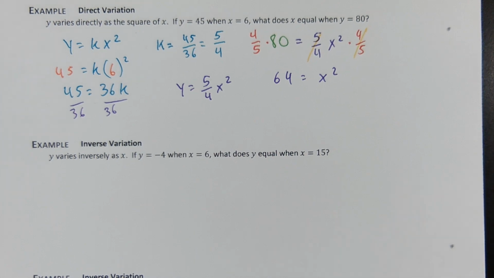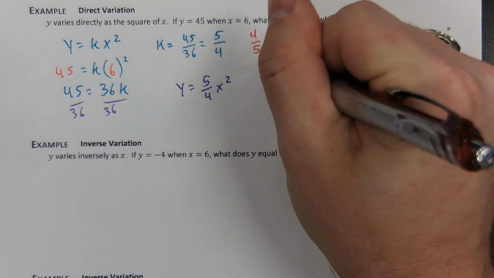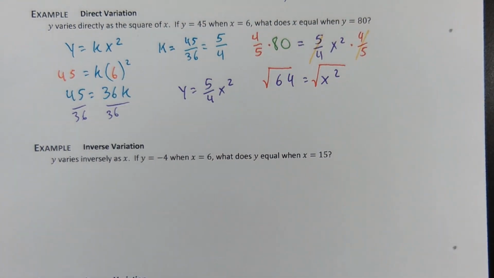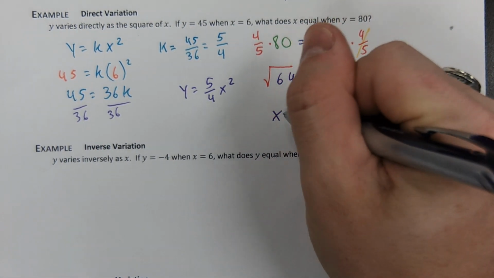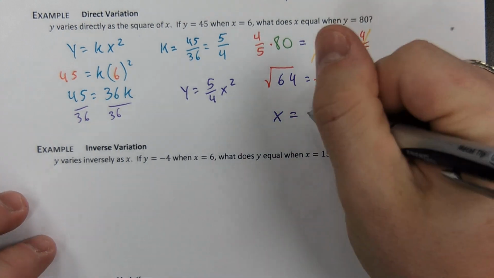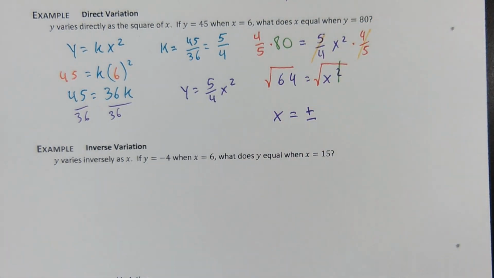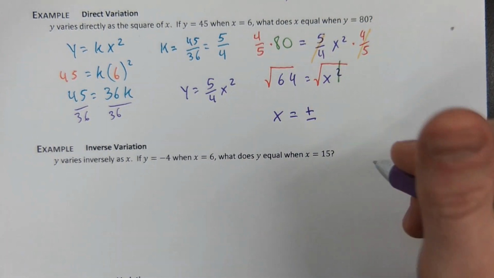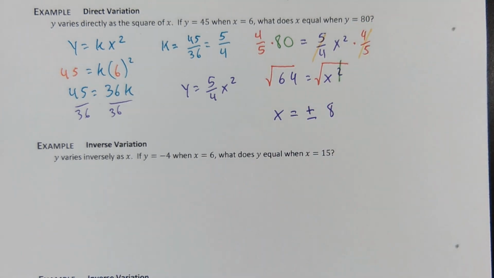How are we going to get that x alone? Square root. Square root of both sides. Leaves us with x equals, good for Caroline. She says plus or minus. Good for you. Didn't get caught. Plus or minus, and the square root of 64 is 8. Remember, when you cancel a square with a square root, you must have plus or minus. Please don't forget that.